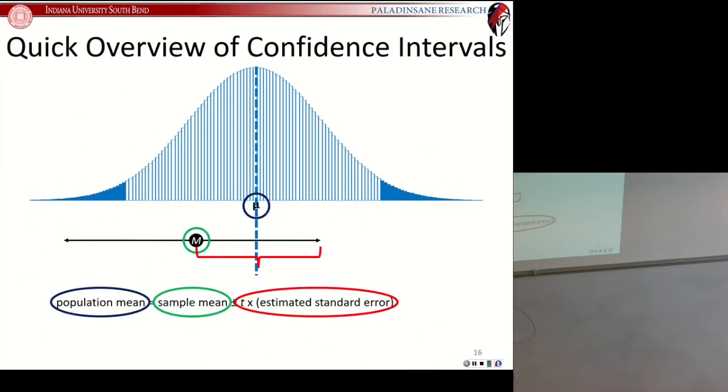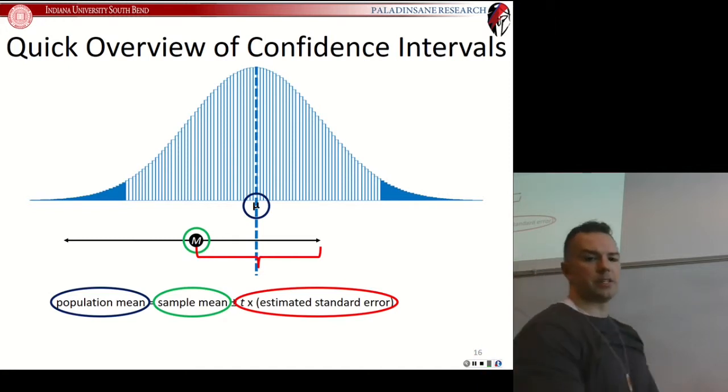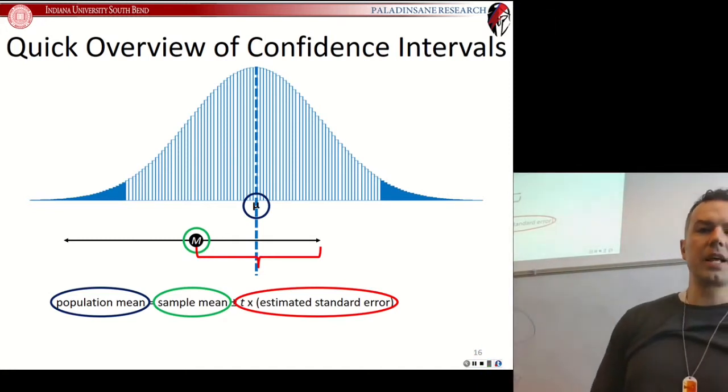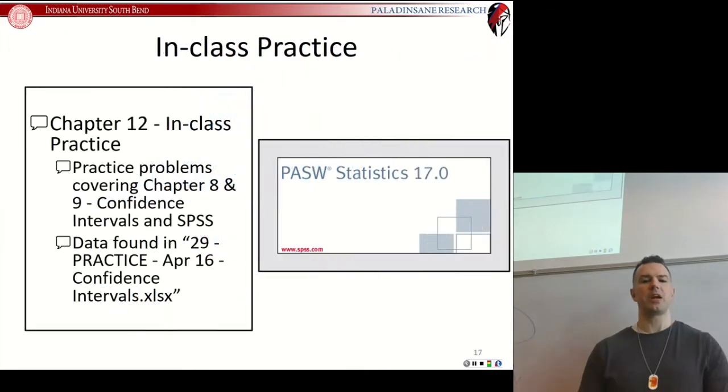And as we saw, that breaks down to this. So your population mean, what you're trying to estimate, equals your sample mean. That's your point estimate. That's your best guess. Plus or minus your t-statistic multiplied by your estimated standard error. That is what determines the size of one of your arms. So plus goes the positive way, minus goes the negative way. That gives you the full range for your confidence interval. All right, so that's an overview of the basic idea of the confidence interval.